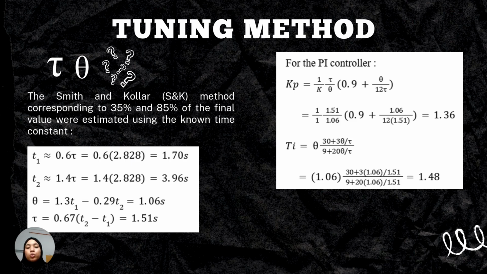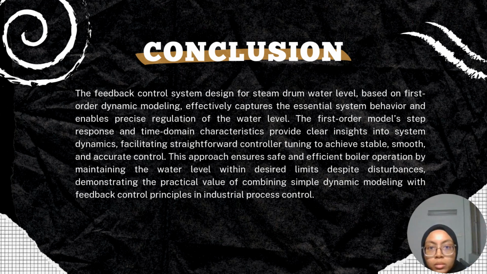To calculate the Cohen-Coon tuning, we need the time constant and also the dead time. Hence, in this calculation, we will use the Smith and Corripio method to find the dead time and time constant, where T1 corresponds to 35% and T2 corresponds to 85%. From T1 and T2, we calculate the dead time and time constant. From these, we next find the proportional gain and the integral time for the PI controller using the formulas stated above.